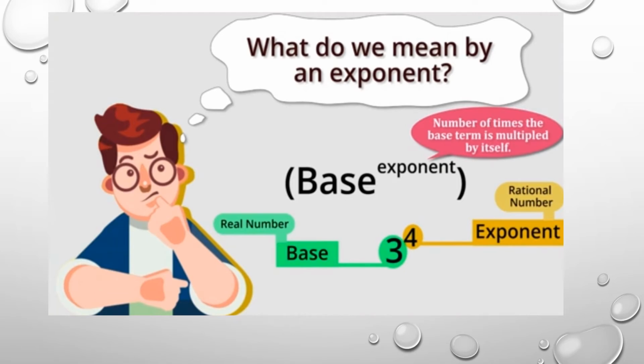What do you mean by an exponent? Number of times the base term is multiplied by itself. Here in this example, 3 raised to 4, 4 is called the exponent and 3 is the base of this number. 3 raised to 4 is equal to 3 into 3 into 3 into 3. That is 4 times the base term is multiplied by itself.